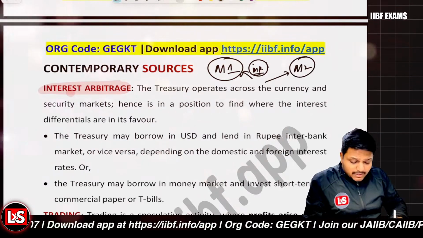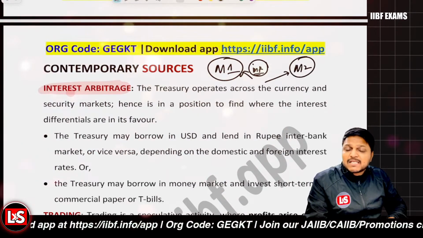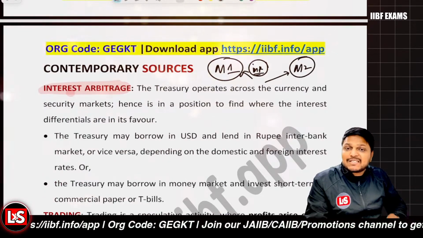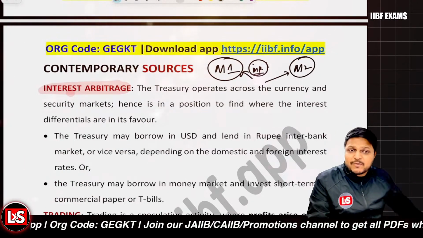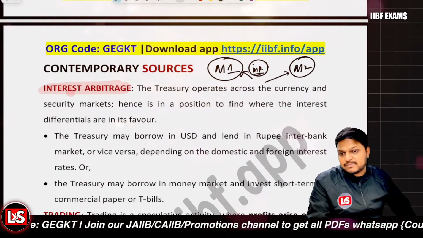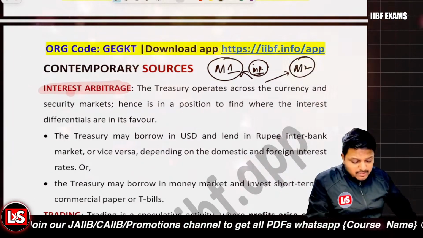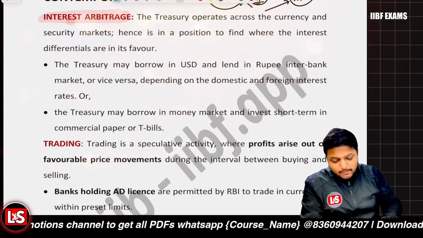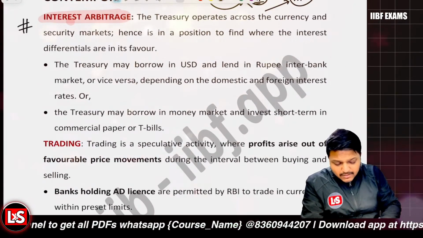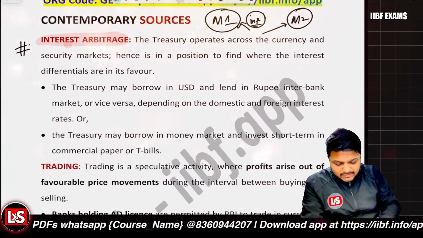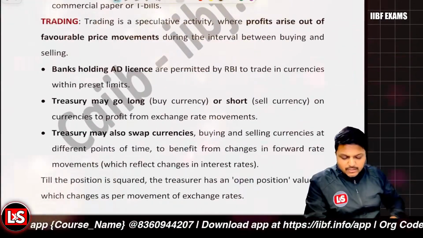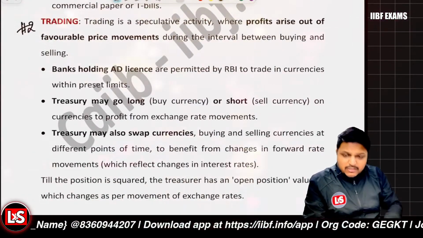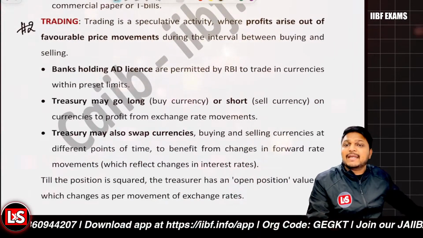It's not just about borrowing or lending, but also about the bank treasuries exploiting the interest rate differences between the markets or the currencies, right? Whatever the borrowing rate and lending rate are, the difference between them is the profit for the bank. So that's the first contemporary source of profit for the banks, the interest arbitrage. The second one is about the trading activity.